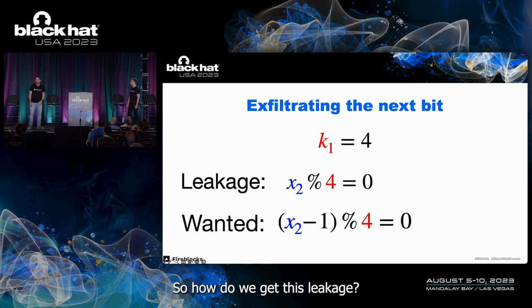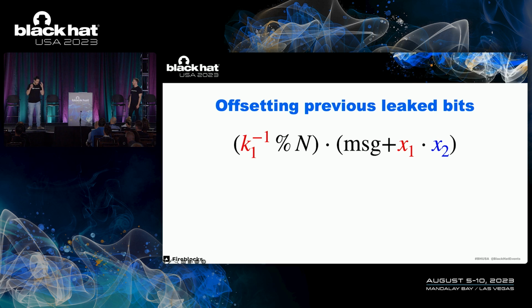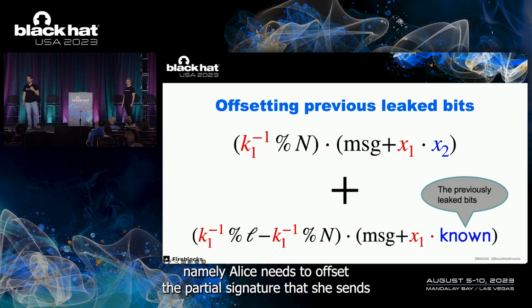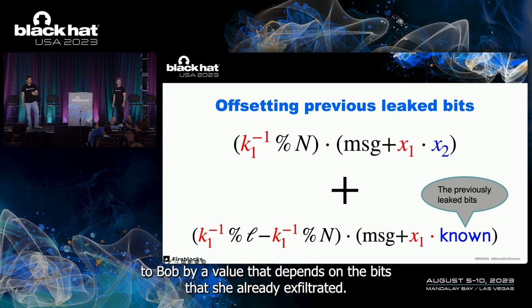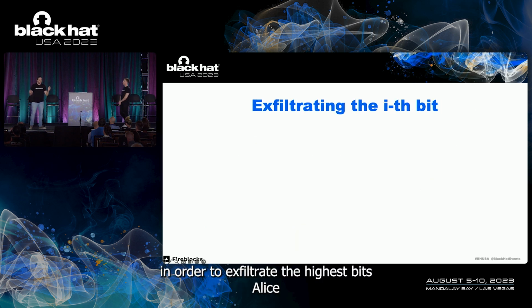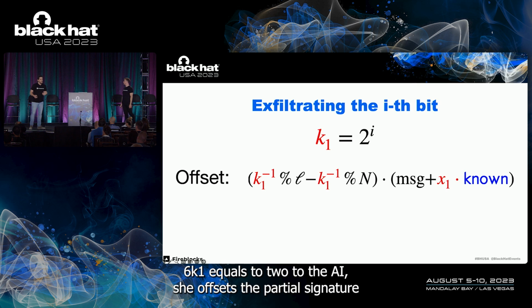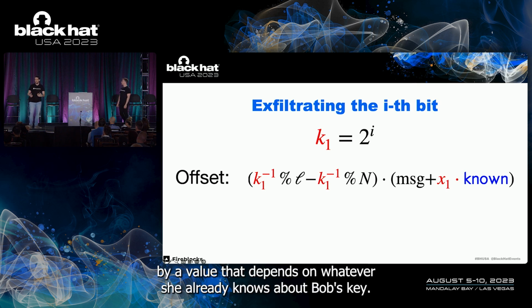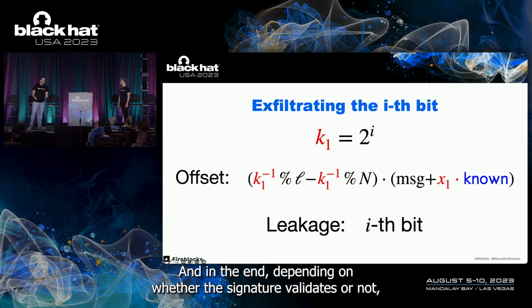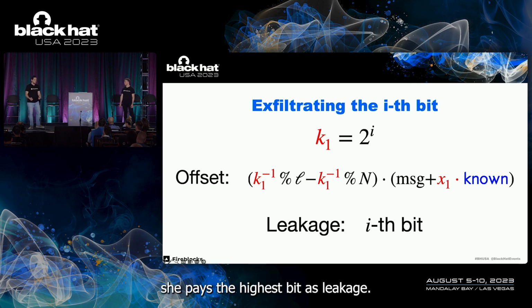So how do we get this leakage? Well, to get this leakage, we simply need to massage the algebra. Namely, Alice needs to offset the partial signature that she sends to Bob by a value that depends on the bits that she already exfiltrated. So to summarize, in order to exfiltrate the ith bit, Alice sets k1 equals to 2 to the i. She offsets the partial signature by a value that depends on whatever she already knows about Bob's key. And in the end, depending on whether the signature validates or not, she obtains the ith bit as leakage.